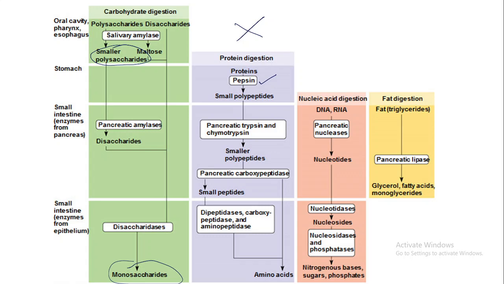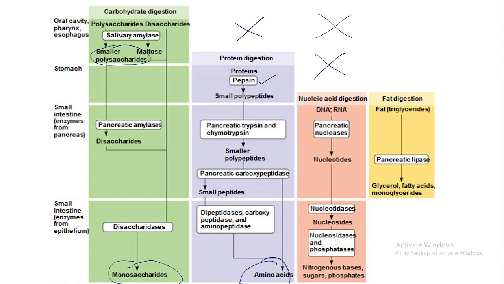In the initial part of the small intestine, the duodenum, pancreatic trypsin and chymotrypsin convert polypeptides into even smaller peptides. Pancreatic carboxypeptidase forms amino acids. Smaller peptides are acted upon by dipeptidases, carboxypeptidases and aminopeptidase, ultimately giving the end product, the monomer, that is the amino acid. Digestion of fats is very negligible, so we'll say it does not take place in the buccal cavity, nor in the stomach.